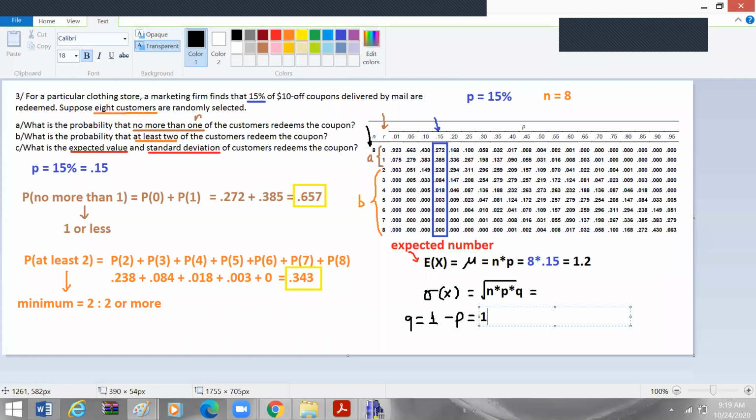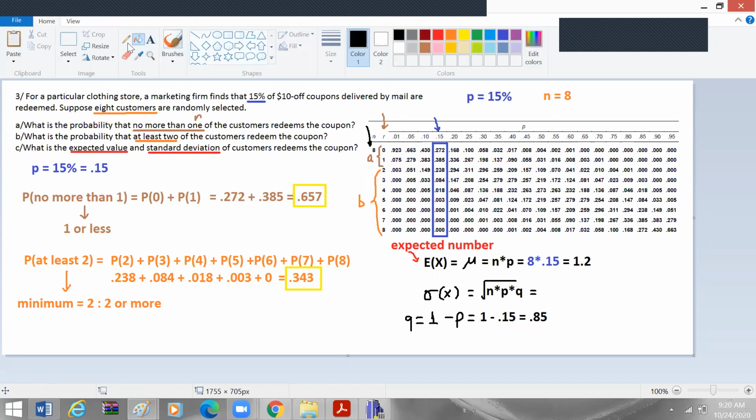A lot of us can think of it relatively easily. Let's say the chance that we study before the exam is 95%. Then the chance that we don't study before the exam is 5%. As simple as that. So we can think of the q as the opposite of p, called the complement. Taking 1 minus 0.15 gives 0.85. This percentage represents the people who do not get the $10 coupon redeemed. That's really important, we can think of it that way.